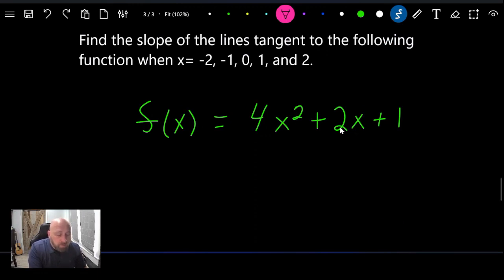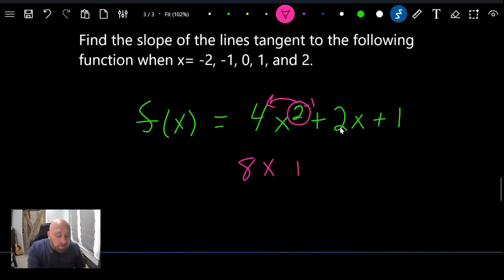So 4x squared is going to be, remember, you take the 2 times the 4, and that's going to be 8x, and then we're going to have 2 minus 1, because we reduce it by 1. So that's to the first, or just 8x.